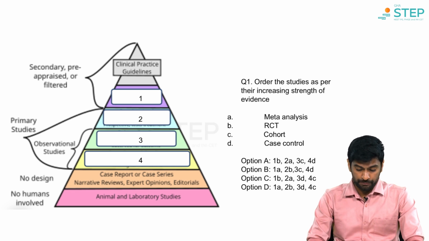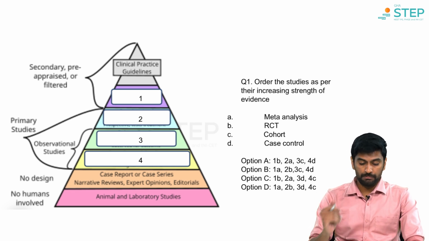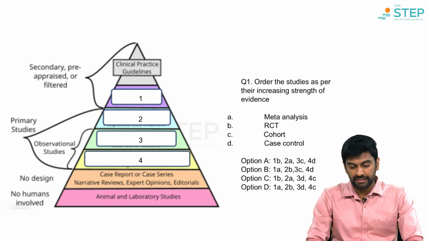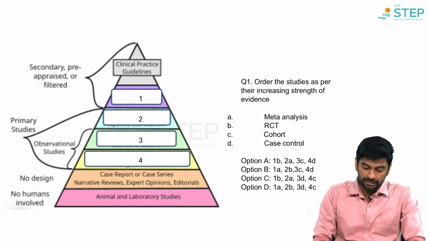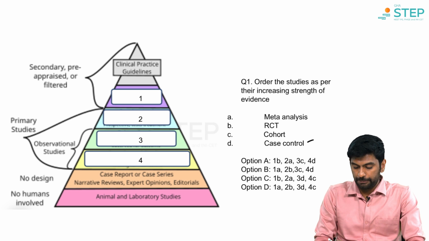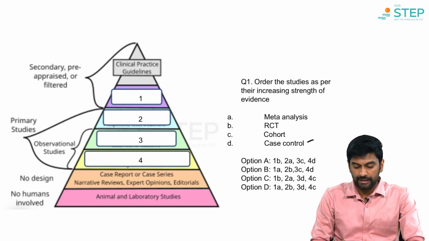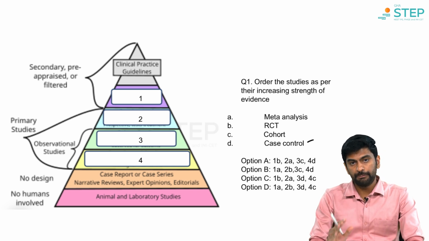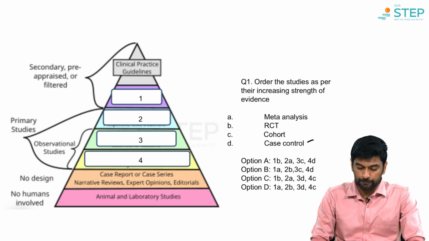of evidence. So we have four main headings here. A is meta-analysis, B is RCT, C is a cohort study, and fourth is a case control study here. Now we have to see how we need to order them as 1, 2, 3 and 4. This is a very common pyramid of evidence which we need to be well aware of.